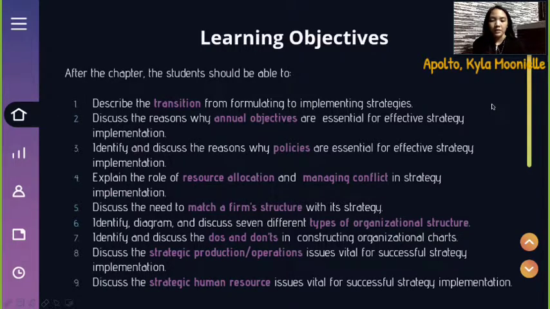need to match a firm structure with its strategy, identify, diagram, and discuss 7 different types of organizational structure, identify and discuss the do's and don'ts in constructing organizational charts, discuss the strategic production or operations issues vital for successful strategy implementation, and discuss the strategic human resource issues vital for successful strategy implementation.